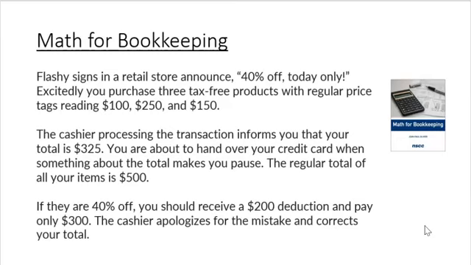So you do a quick calculation yourself. The 100 plus the 250 plus the 150 is $500. 40% off $500. So if you take 500, multiply by 0.40, you should receive a $200 reduction. So you should be only paying $300. You mention this to the cashier, who apologizes and makes the correction.